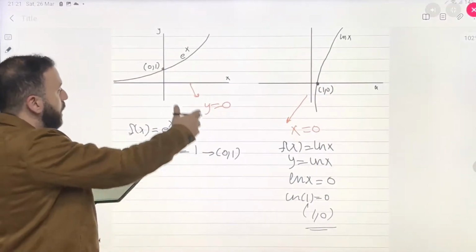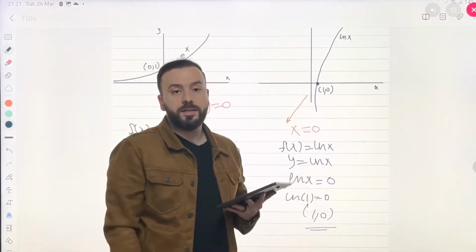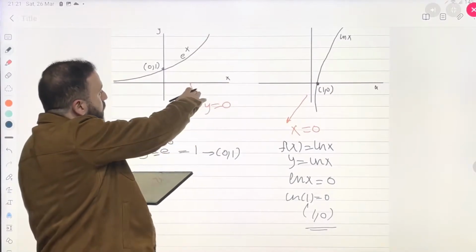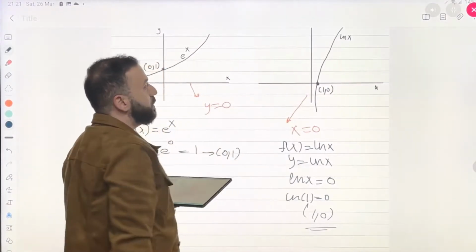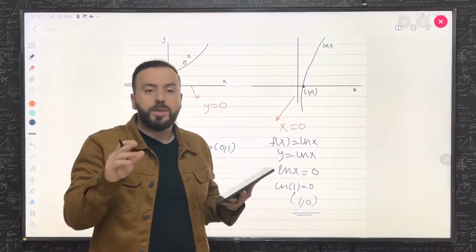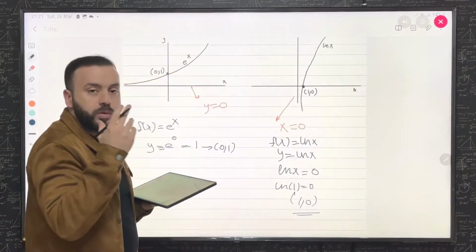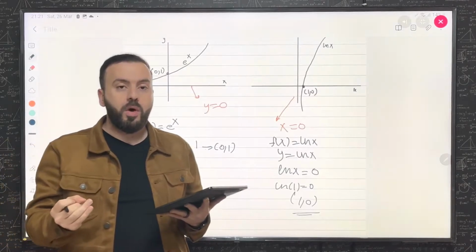Okay, so I get here the y-intercept, and here the x-intercept. And we talked about the horizontal asymptote and also the vertical asymptote for the natural logarithm. What else shall I do now? Two things also need to be put in mind: the domain and range of the functions.